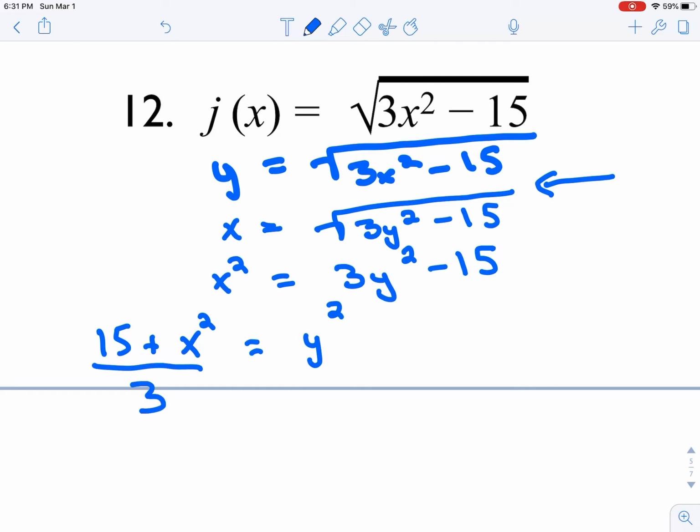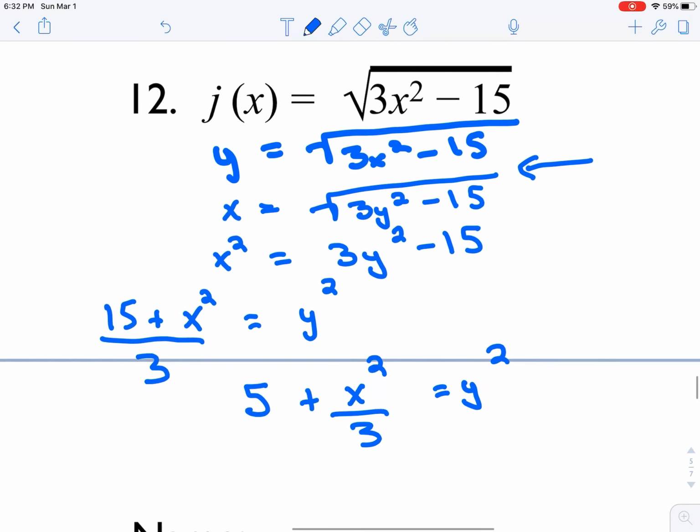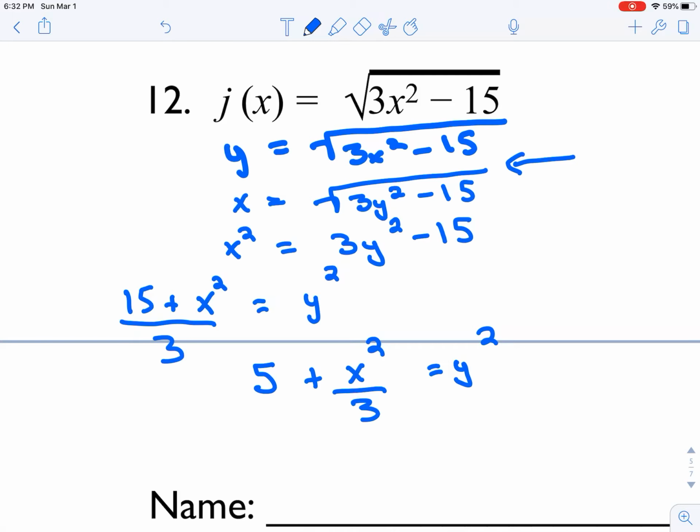And now I gotta take the square root of both sides. So before I do that, I'm gonna go 15 divided by 3, because what this really is, it's 5 plus x squared over 3. That's really what it is. And that's equal to y squared. And now I'm going to take the square root of just that whole thing and be done.